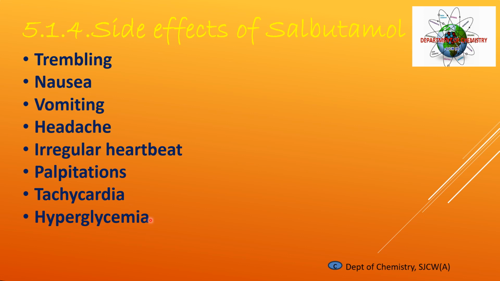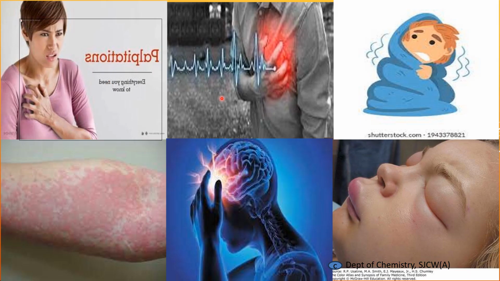The last side effect of salbutamol is hyperglycemia. It is a condition in which there is an excess of glucose in the bloodstream. Often it is associated with diabetes mellitus. All these are considered side effects of salbutamol. You can look at the pictures of salbutamol side effects. Those are palpitations, irregular heartbeat, shivering, headache, and you can also observe skin allergies.